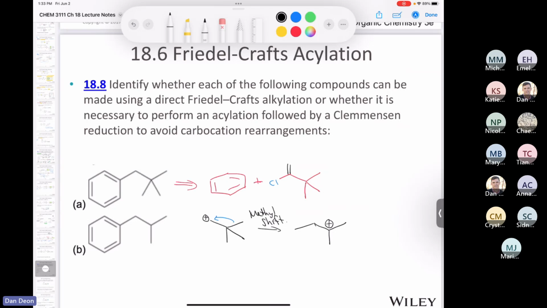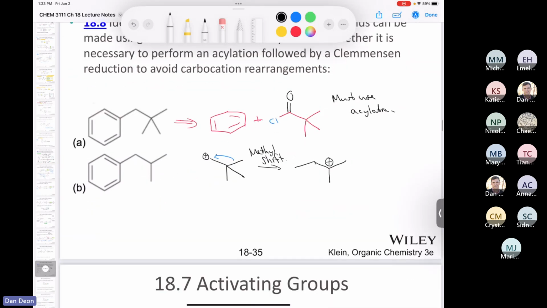And so we can't just do it by Friedel-Crafts alkylation. We're going to have to use acylation is what we're going to have to do. So we'll write down here, must use acylation. And so what's that going to look like? I'll write the whole scheme down here. So we're going to take our aromatic ring and we're going to react it with the acid chloride that we need.